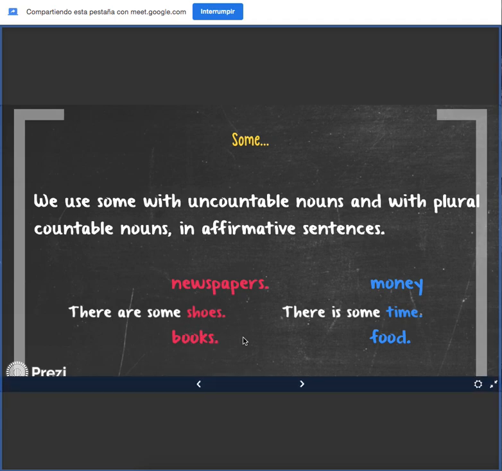Let's go with books. Who can give me an example by using some and the noun books? Who wants to do it? I will let you decide or I will select someone. Who can give me an example? Maybe Mateo. Give me an example, please, by using some and books. In my grandpa's house, there are some old books. Perfect. There are some old books.